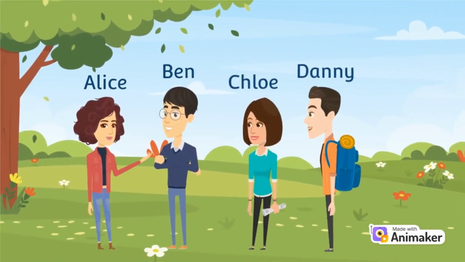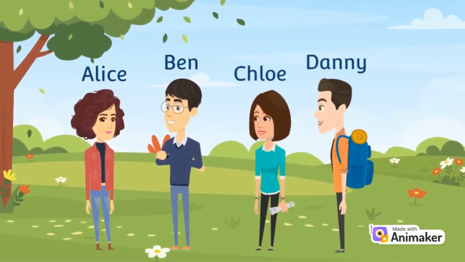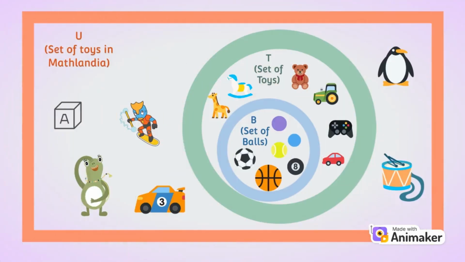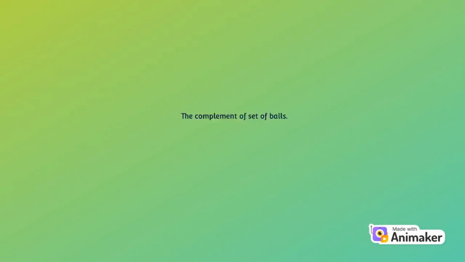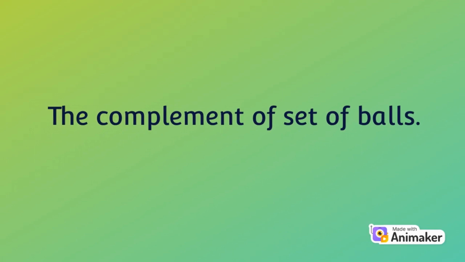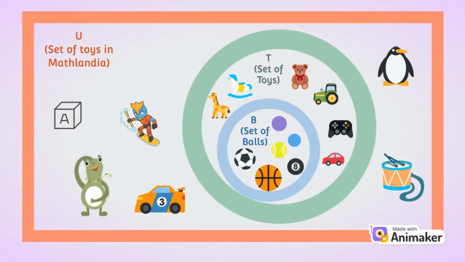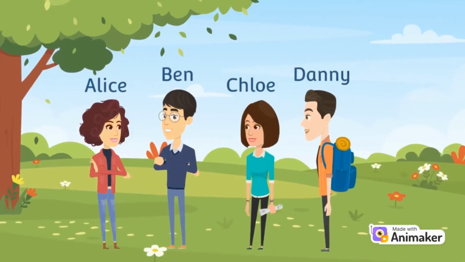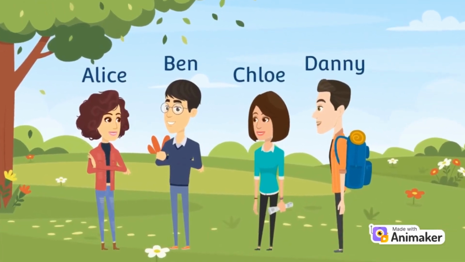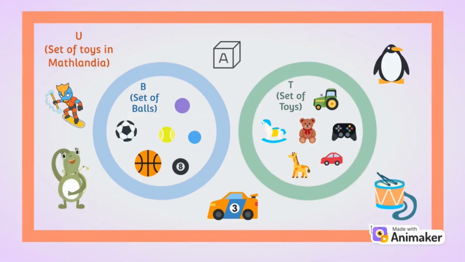Here comes one more term, called the complement of a set. Name the elements which are not in the set of balls. Comment down below. They are called the complement of the set of balls. It is denoted by B'. Similarly, the elements that are not in set T are called the complement of the set of toys.